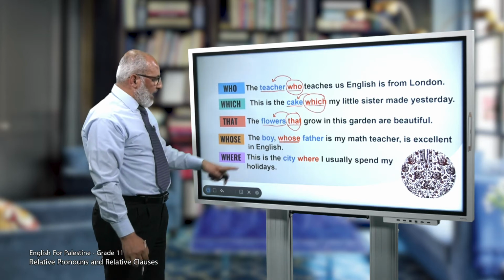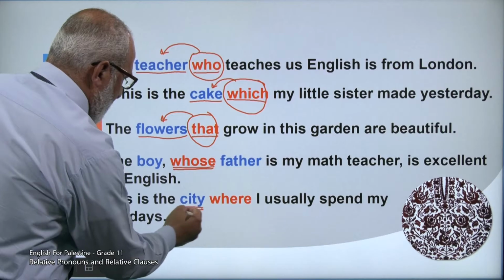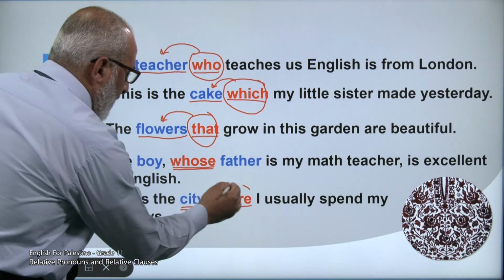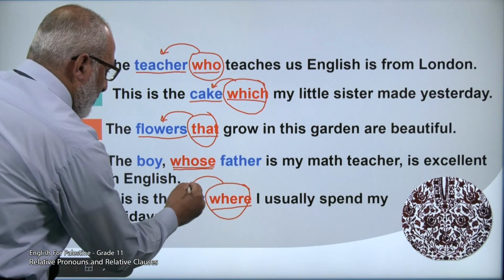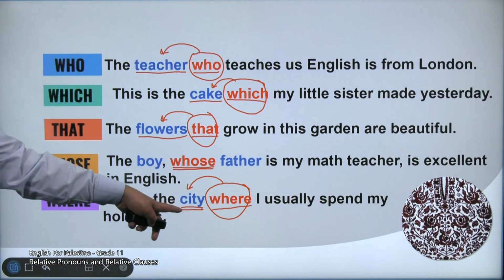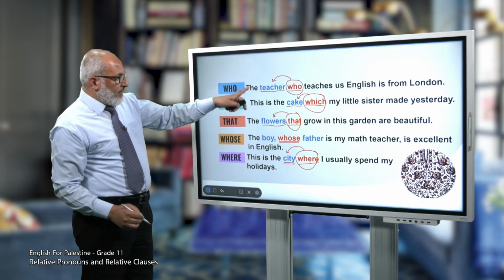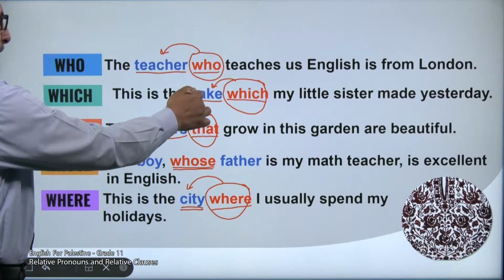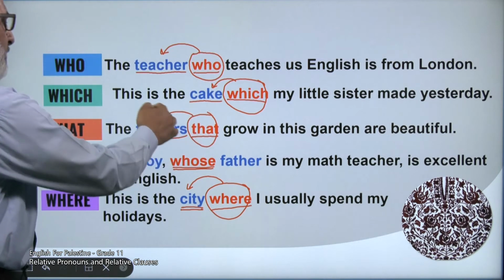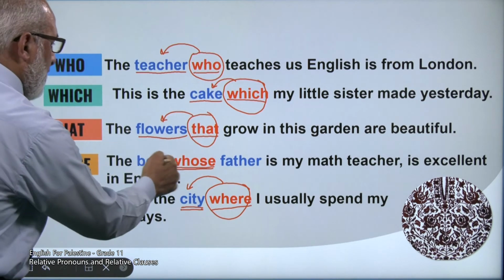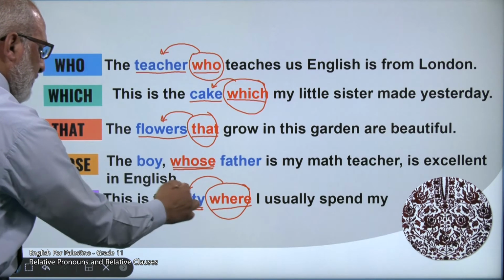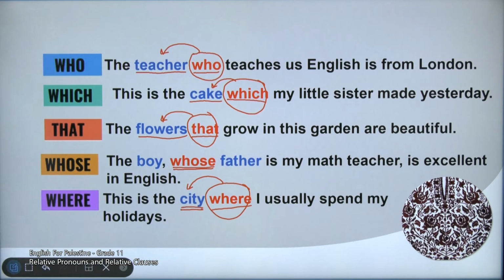And the last one, this is the city where I usually spend my holidays. So we use where because it refers to the city, and the city here is a place. So if you notice here, who refers to a person, which refers to a thing, that here refers to a thing, and whose we use for possession, the boy's father, and where refers to a place, city.